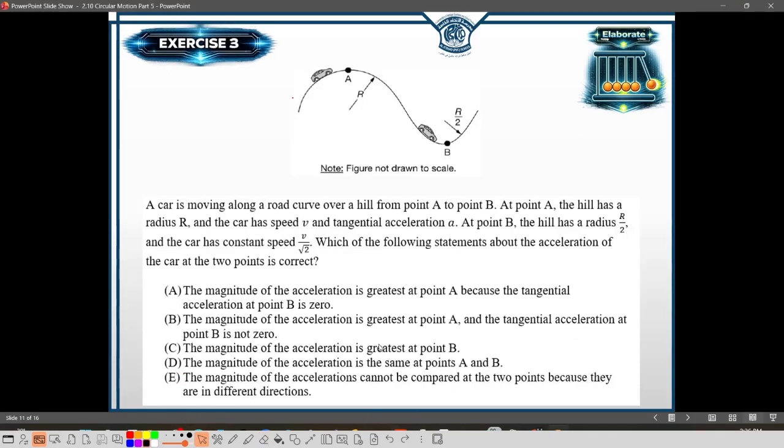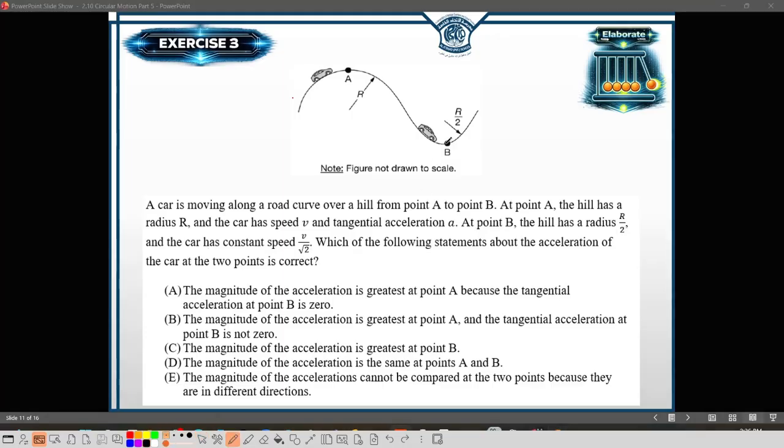The car is moving along the road, curving over a hill from point A to point B. At point A, the hill has a radius r, and the car has a speed v and tangential acceleration a. So we have a speed, and we have tangential acceleration as well. At point B, the hill has a radius r over 2 and the car has constant speed.